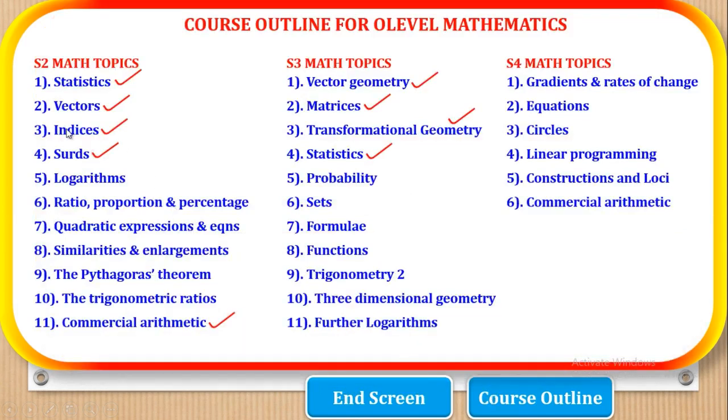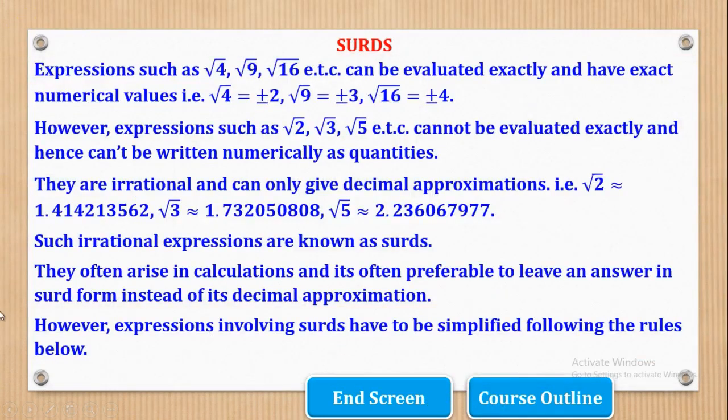So today we are going to look at this topic of Surds, which is under Senior 2 math topics. Expressions such as square root of 4, square root of 9, square root of 16, etc. can be evaluated exactly and have exact numerical values. For example, square root of 4, we all know it is plus or minus 2. Square root of 9 is plus or minus 3. Square root of 16 is plus or minus 4, and so on.